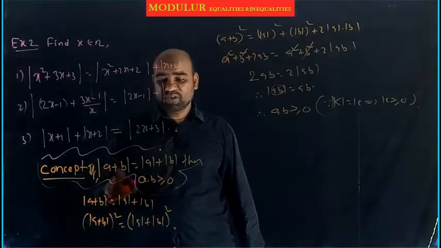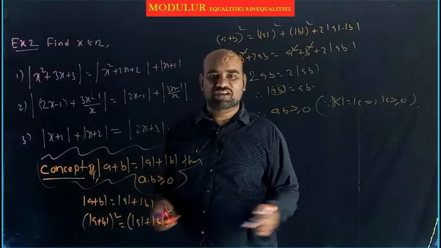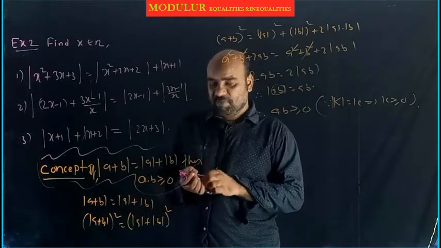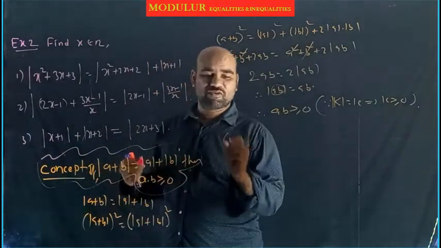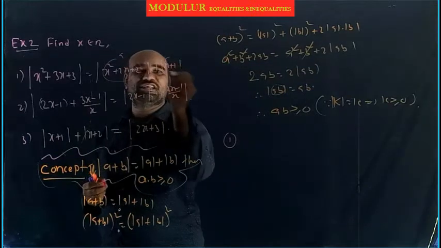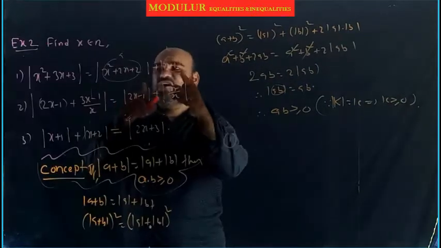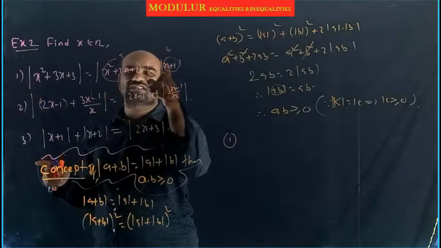Understood? From mod of a plus b equal to mod a plus mod b, we can directly conclude that a into b is greater than or equal to 0. So by using this logic or this concept you can complete these problems. First problem, see here, feel this is a and this is b. Mod a plus mod b equal to mod of a plus b, they are additions only.